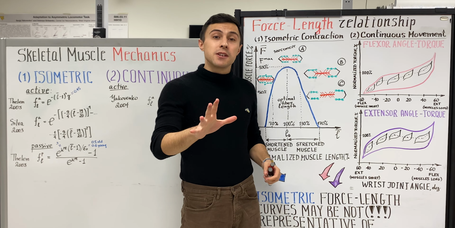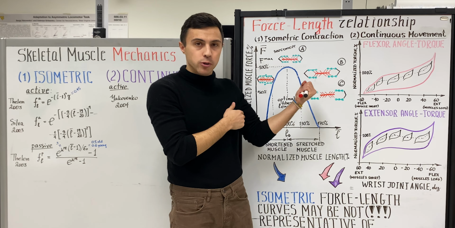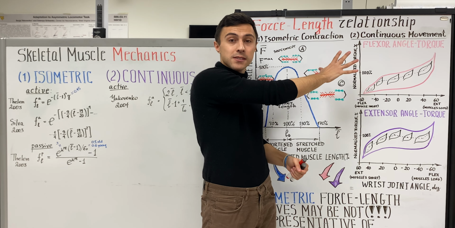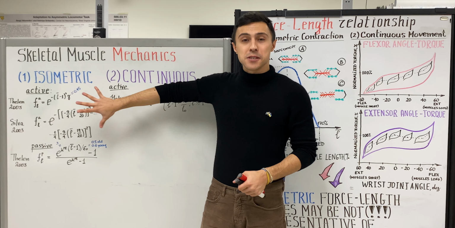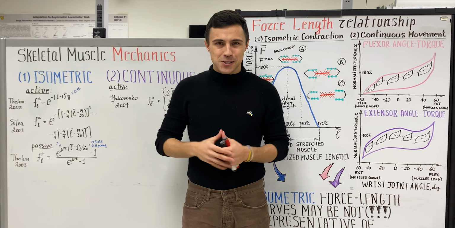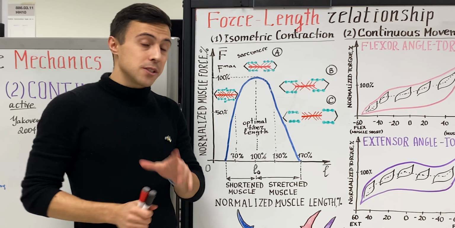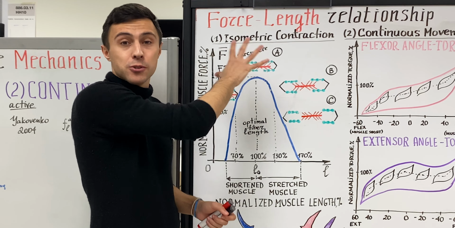I will describe the differences of this relationship for isometric contraction, or just static postures, and continuous movement. And then I'll give you formulas describing these relationships that are very useful in clinical and research settings. Let's get started. Simple things first. We'll first talk about isometric contraction.